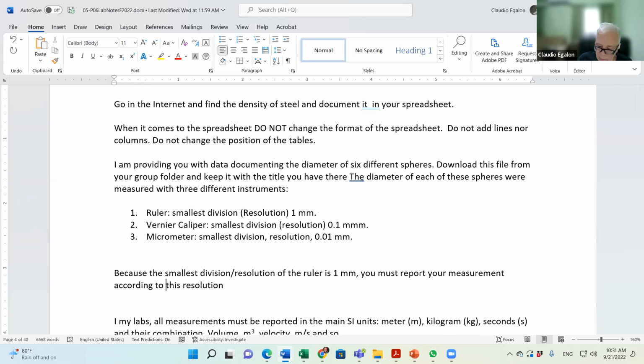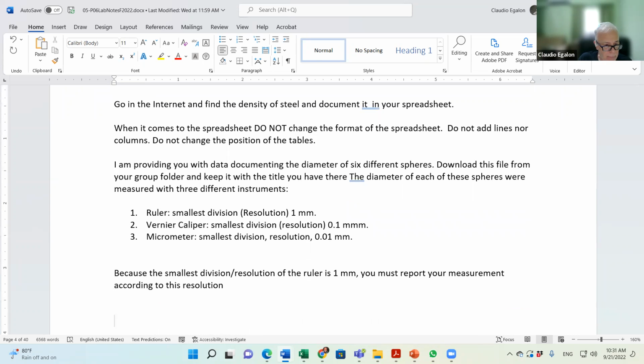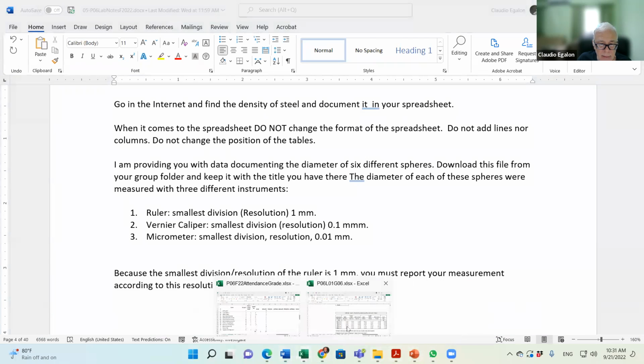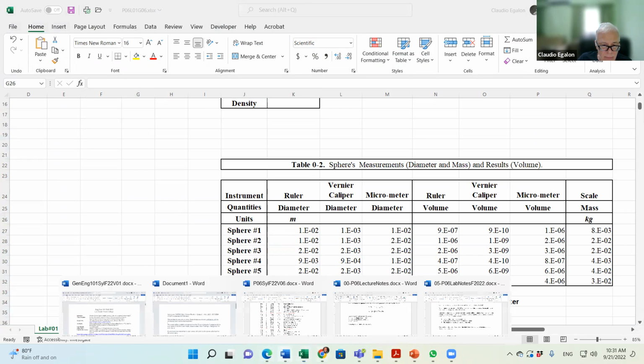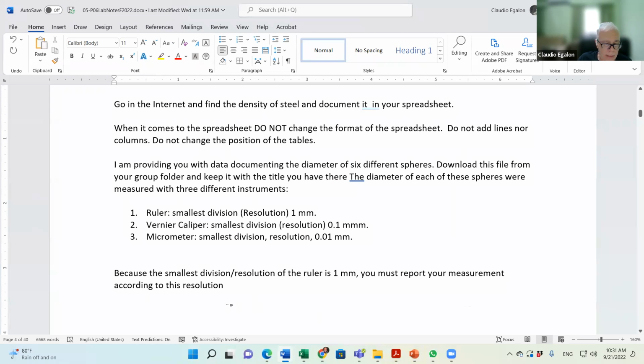So if you have, for instance, let me give you an example, okay? Out of that spreadsheet right here, in this specific case, notice that the measurement of the diameter of sphere number 2 was reported as being 0.014, which is 1.4 centimeters. Let's go back to my, okay.